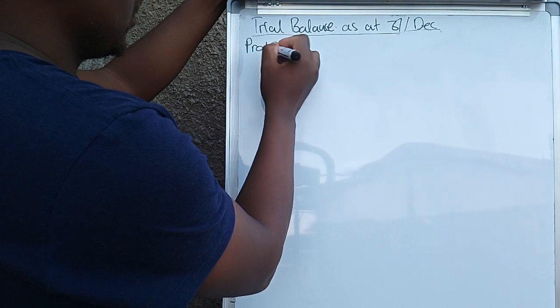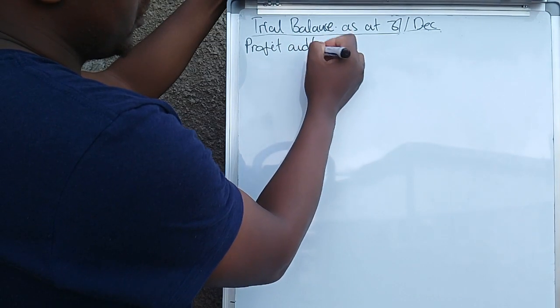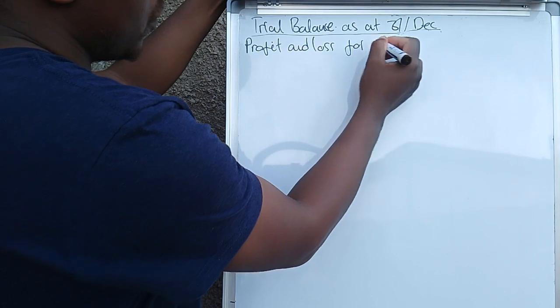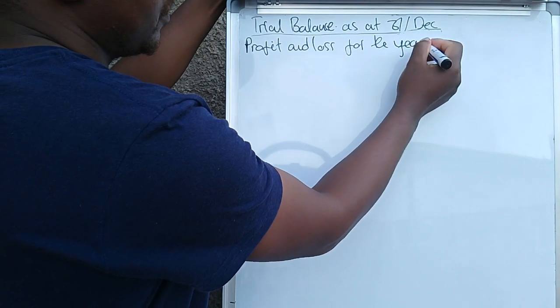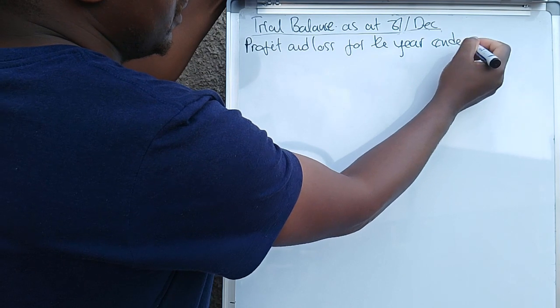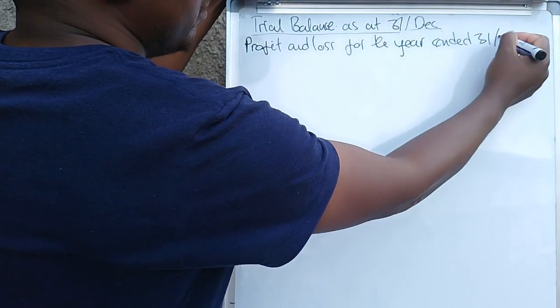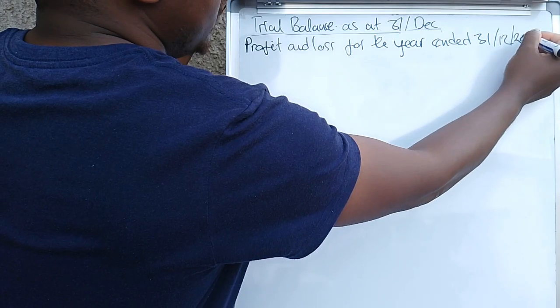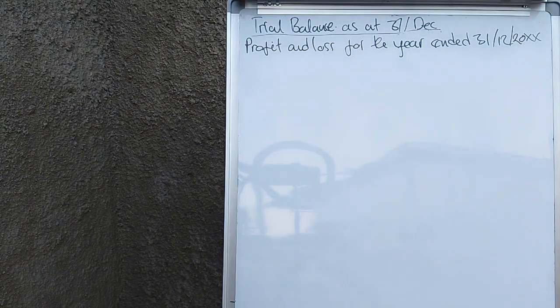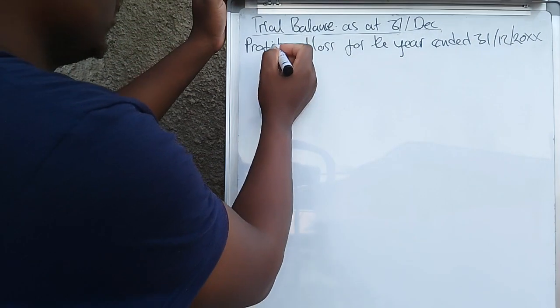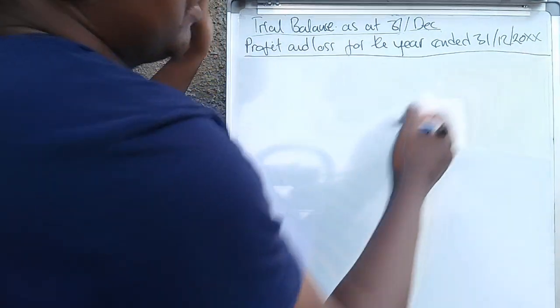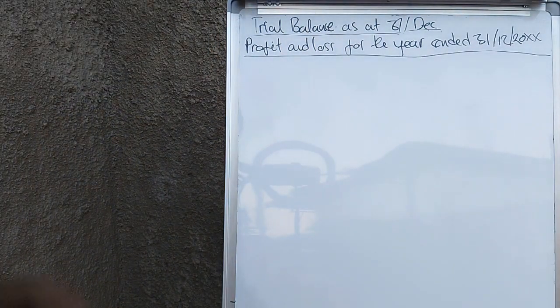Profit and loss for the year ended 31 December 20XX. Okay, so 20XX can be any year, 2021, 2022. This year is XX. So we write it in this manner because it relates to a period of time. It relates to an annual period of time.